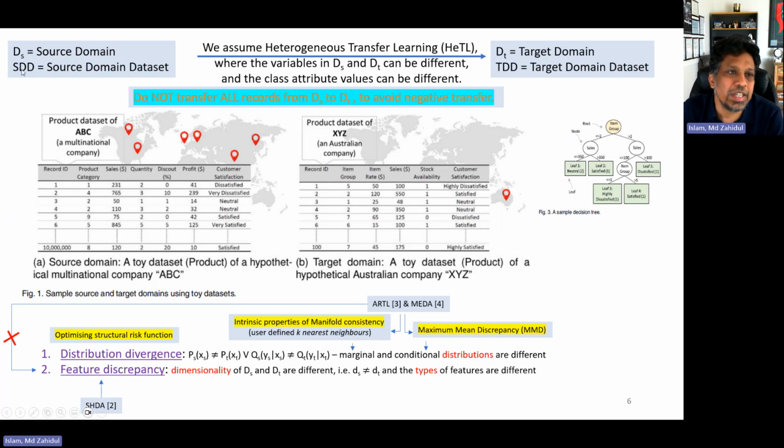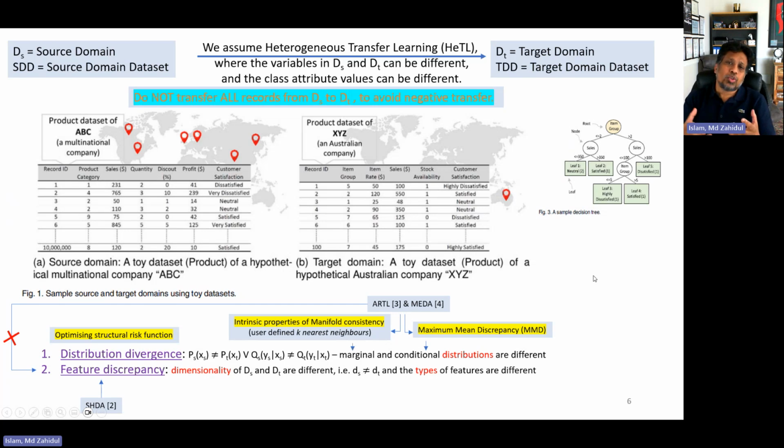Here DS means source domain and SDD means source domain dataset, and DT means target domain and TDD means target domain dataset. And we consider this a heterogeneous transfer learning, meaning that the source domain and the target domain may have very different numbers of attributes and types of attributes. So values, etc., can be different. That sounds like magic, right? But the only thing we are considering is that the class attribute will have some similar class values. There can be some dissimilar values as well, but at least some values will be similar.